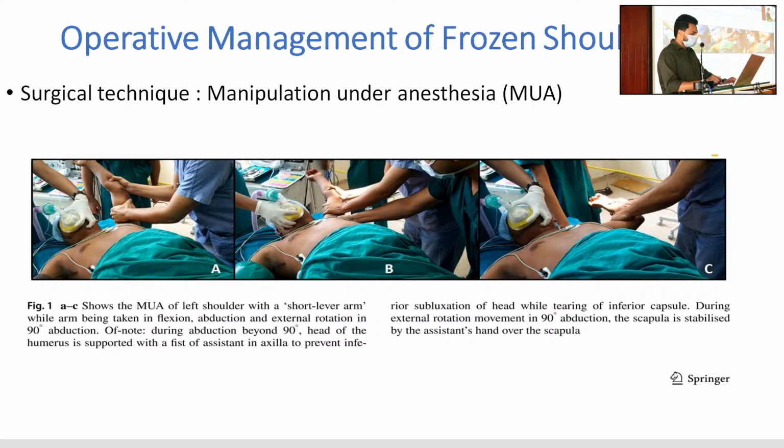Figure 1 shows manipulation under anesthesia of left shoulder while arm is taken in flexion, abduction and external rotation in 90 degrees abduction. During abduction beyond 90, head of the humerus is supported with a fist of assistant in axilla to prevent inferior subluxation of head while stretching the inferior capsule. During external rotation movement in 90 degrees abduction, the scapula is stabilized by the assistant's hand over the scapula.